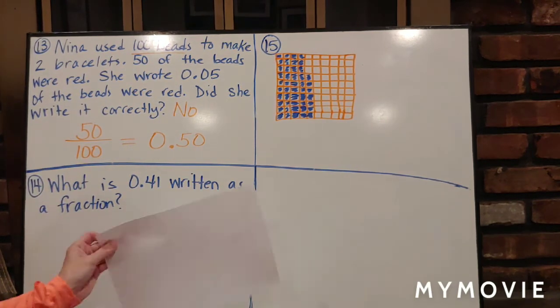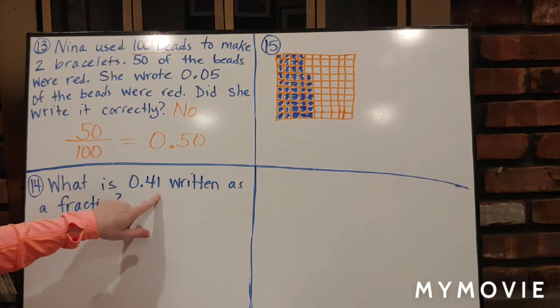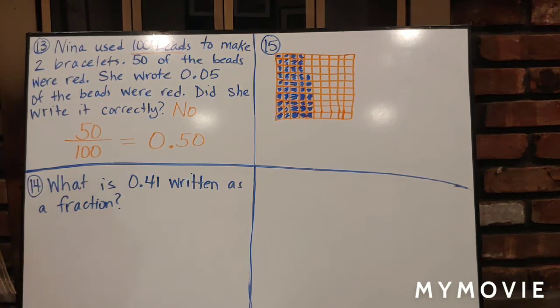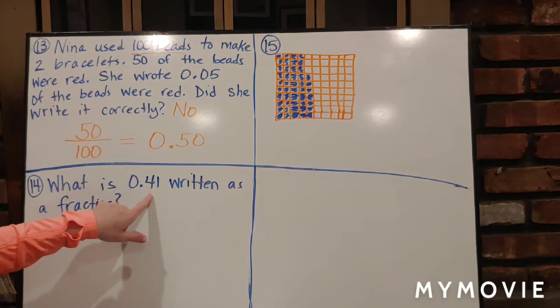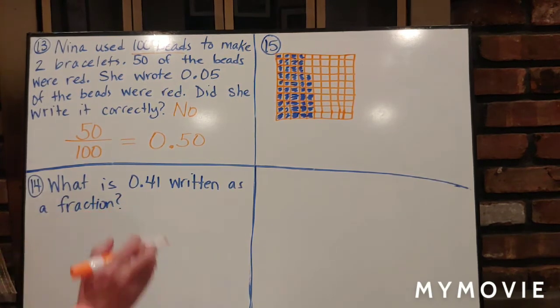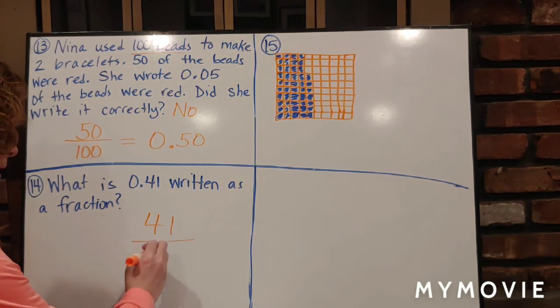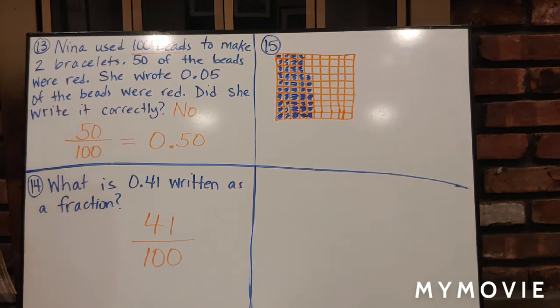All right, number 14. What is 41 hundredths written as a fraction? Exactly how we say it. So let's say it again. 41 hundredths. And for number 15, we have to write a decimal and a fraction.